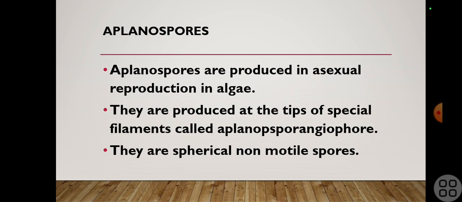Aplanospores. Aplanospores are produced in asexual reproduction in algae. They are produced at the tips of special filaments called aplanosporangiophore, where the term "phore" means a branch or a filament. They are spherical and non-motile spores.